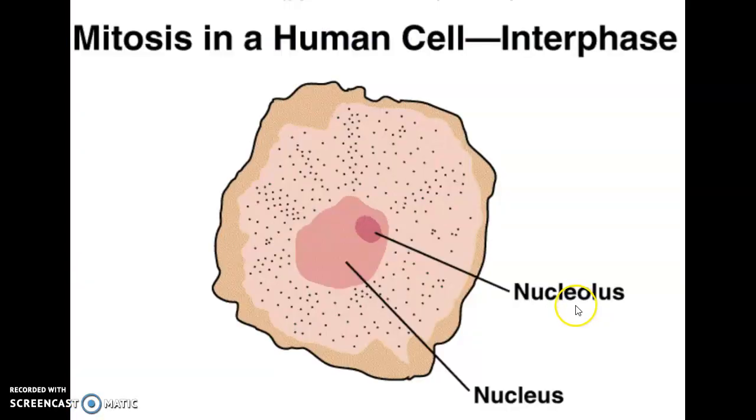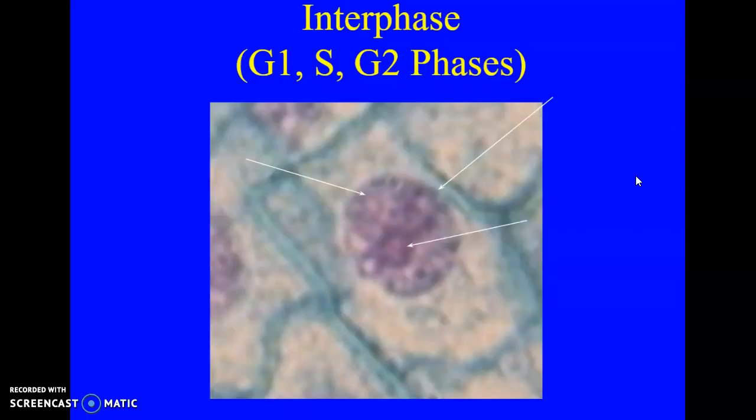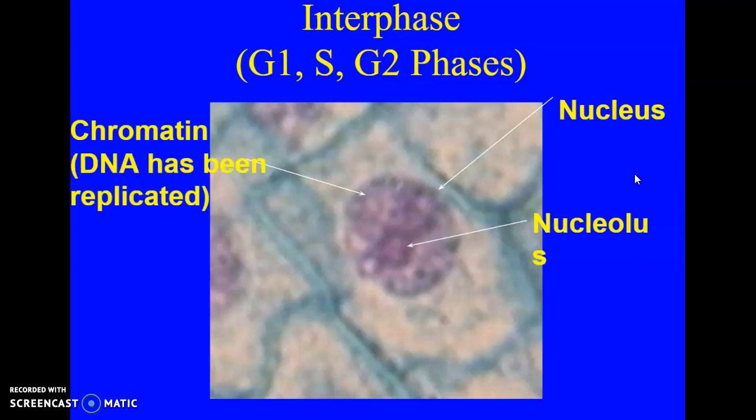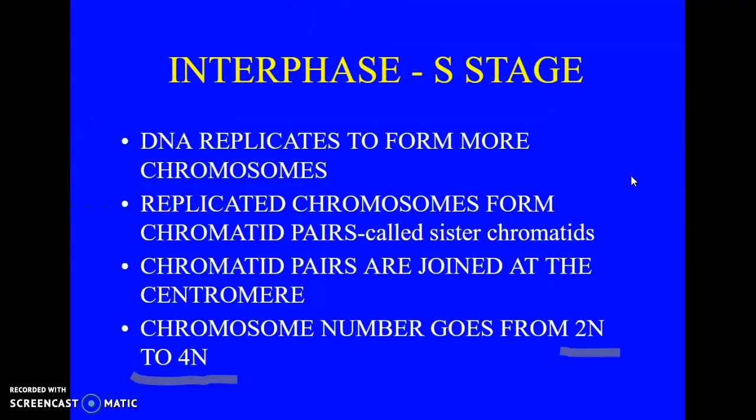Here we have a picture of an animal cell in interphase. And here's an actual picture of a plant cell in interphase. The nucleus, the nucleolus, and the chromatin. And we don't have chromosomes yet. It's just in the fragments of chromatin as of right now. So the chromosome number is going to double. It will increase from 2N to 4N. So there's enough to put in each of the new cells we're about to make.